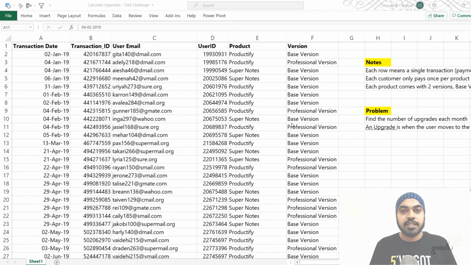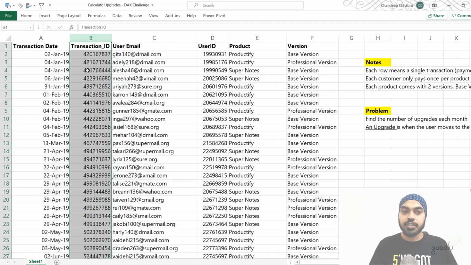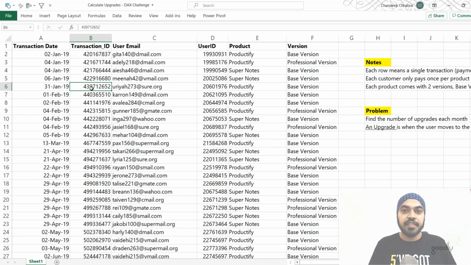Now let's just take a look at the data and the problem that you actually have to solve. Okay, so I'm in the Excel file that contains the data, and let me give you a quick understanding of the data so that you can work with this better. So the first column here is the transaction date column. When did the transaction happen? The second column is the transaction ID column, which is the unique identifier for every single row. One single row means one single transaction.